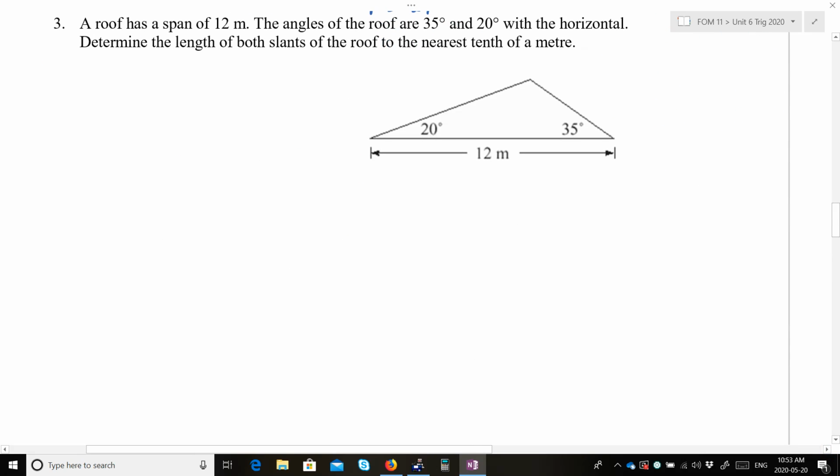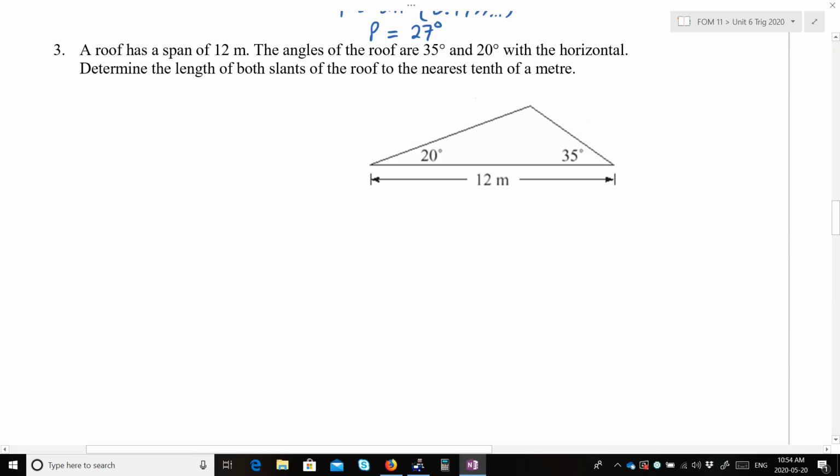All right, number 3. A roof has a span of 12 meters. The angles of the roof are 35 degrees and 20 degrees with the horizontal. Determine the length of both slants of the roof to the nearest tenth of a meter. Okay. So they want us to find little c here, and they want us to find little a.